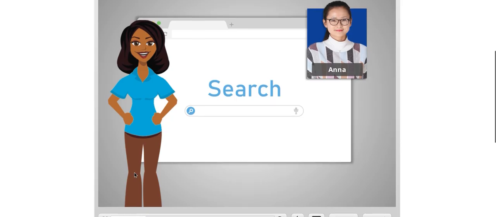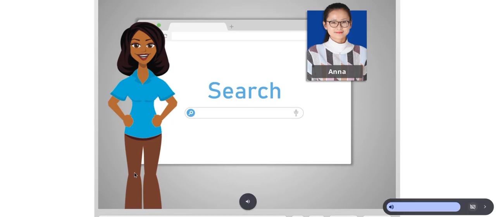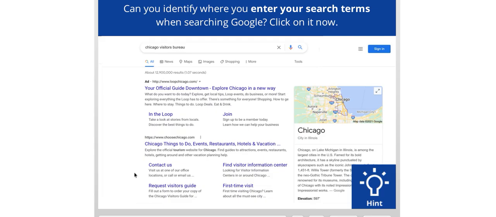Anna is doing some more research for her trip. Let's take a look and see if you can remember some of the main points about searching. Anna did a search in Google for Chicago's Visitors Bureau. Can you identify where you enter your search terms when searching Google? Click on the spot where you enter search terms now.